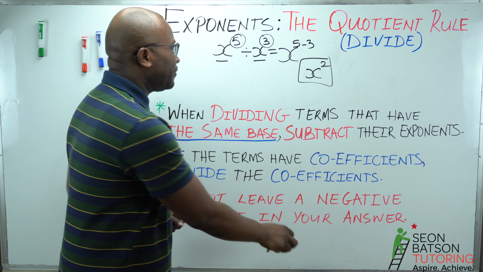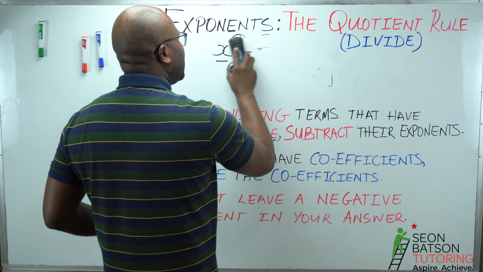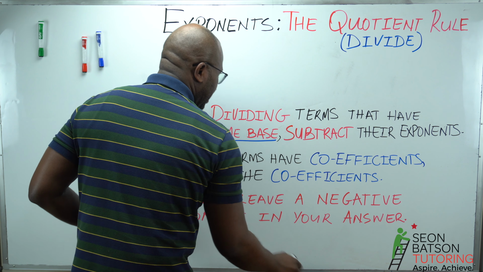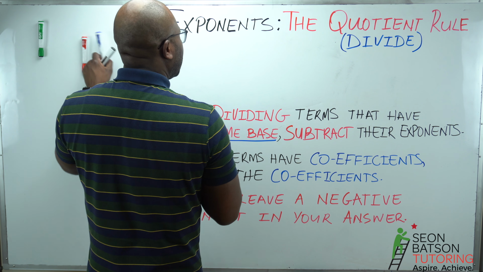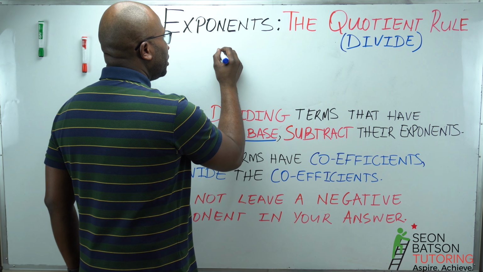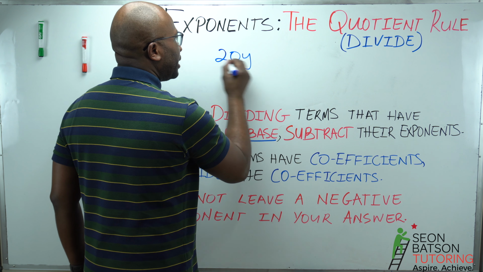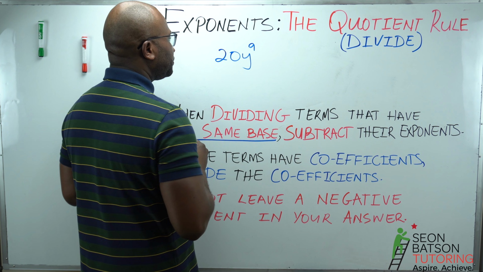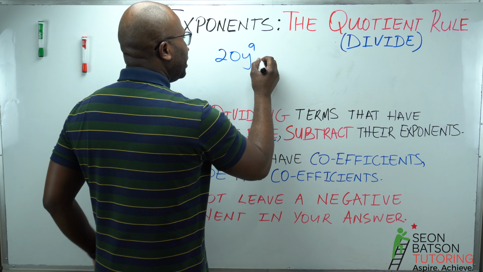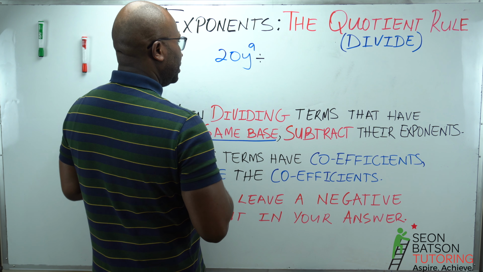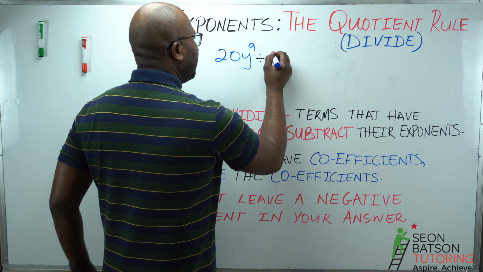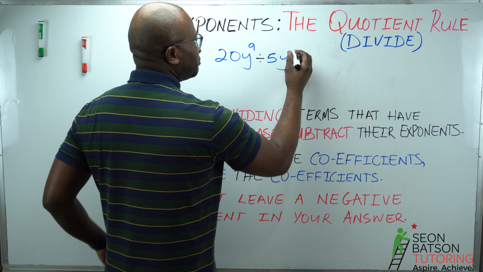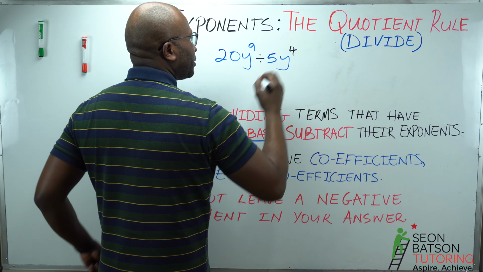All right. Let's make these problems a little more fancy. They are too plain. Let's say we have 20y to the, let's say, 9th power, divided by, let's say, 5y to the, let's say, 4th power.